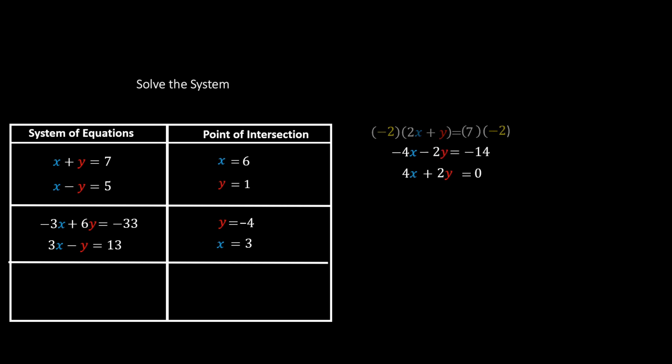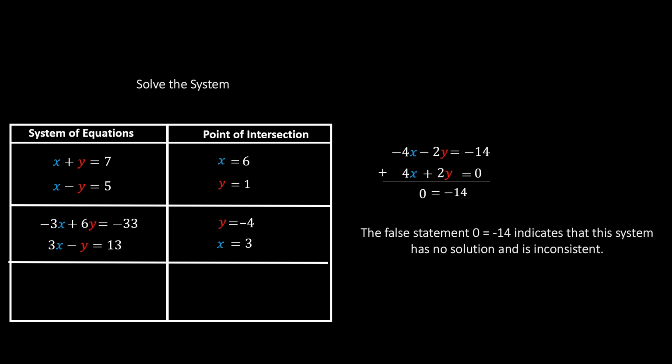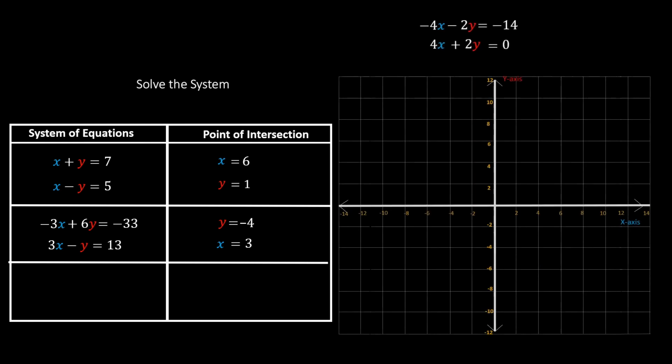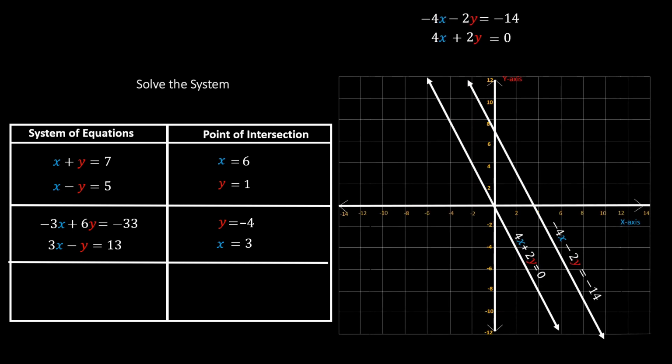Now adding the two equations, we get negative 4x plus 4x, which cancels out, negative 2y plus 2y, which also cancels out. So we have 0 is equal to negative 14. Now this is a false statement, which indicates that the system has no solution and is inconsistent. If we graph the two equations, we will see that the two lines are parallel and will not intersect.